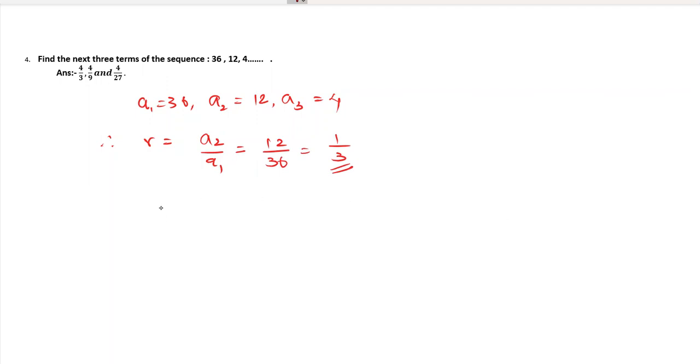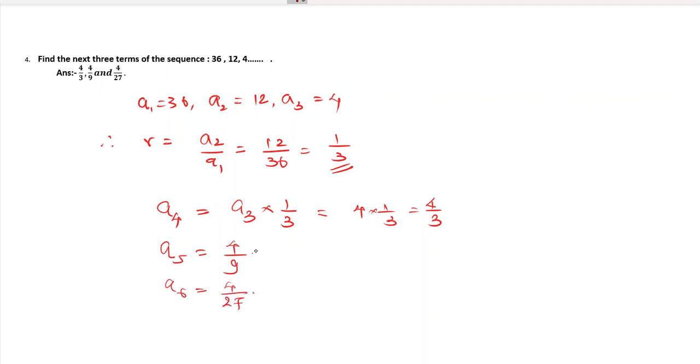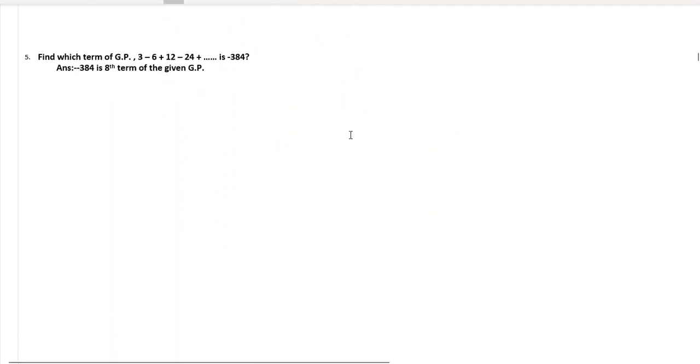Let's find the next three terms. What will be the fourth term? Fourth term, see, I can simply find it. What I'll do is I'll take my third term and multiply it with common ratio 1 by 3. So what is the third term? 4 into 1 by 3, which will be 4 by 3. Similarly, what will be the fifth term? 4 by 3 into 1 by 3, 4 by 9. Sixth term, 4 by 9 into 1 by 3, 4 by 27. Correct? Very easy. Let's go to the next question.